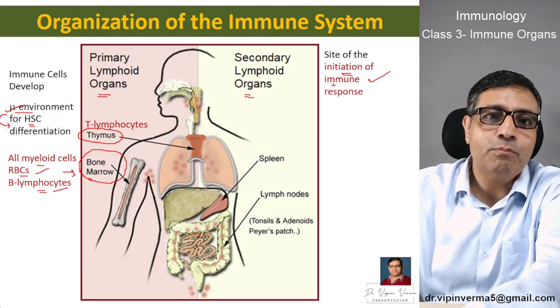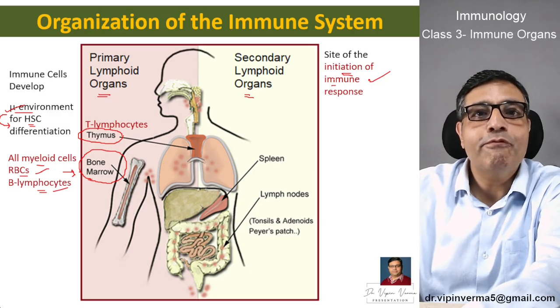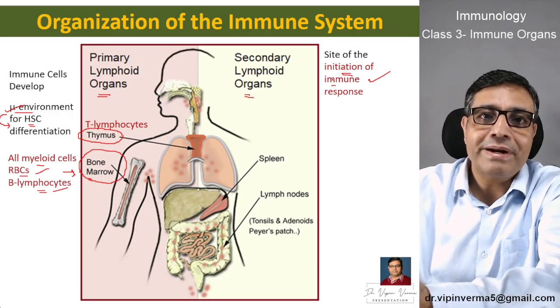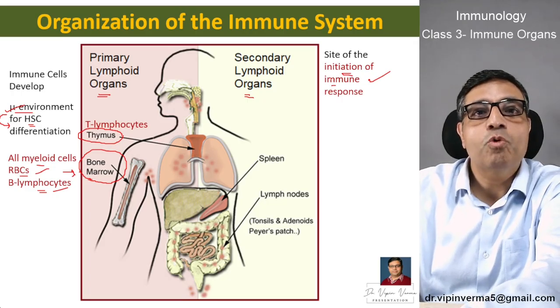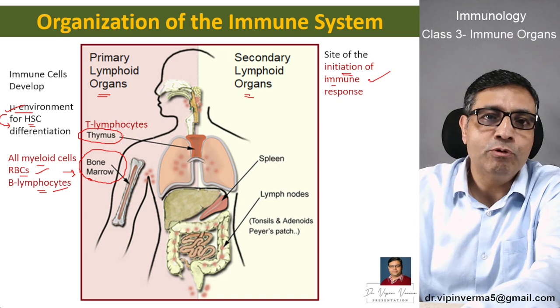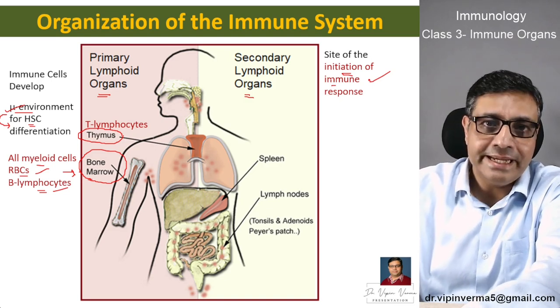Now this immune response is not only located within a particular secondary lymphoid organ, but it can also spread to the site of the infection, the localized response, as well as to the whole body as a systemic immune response. So that all depends on what kind of antigen is there.